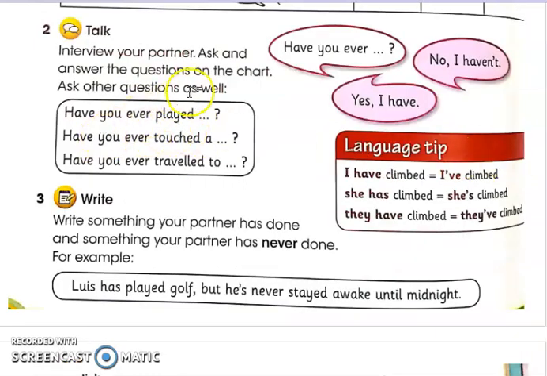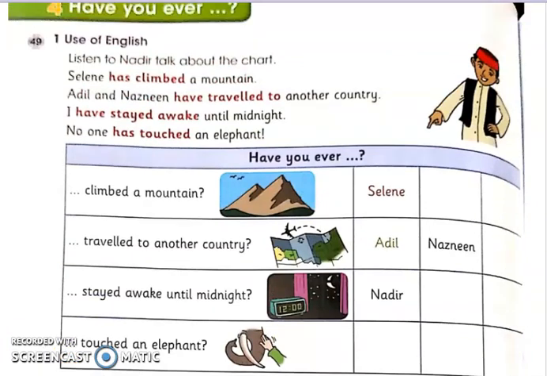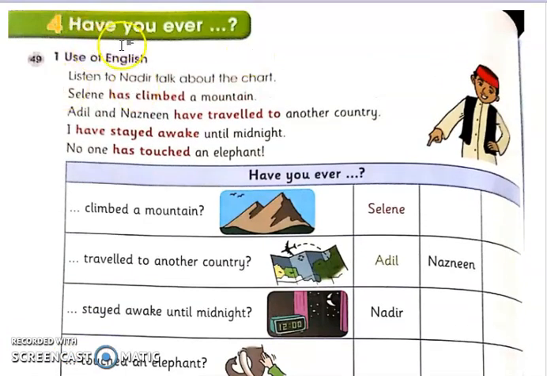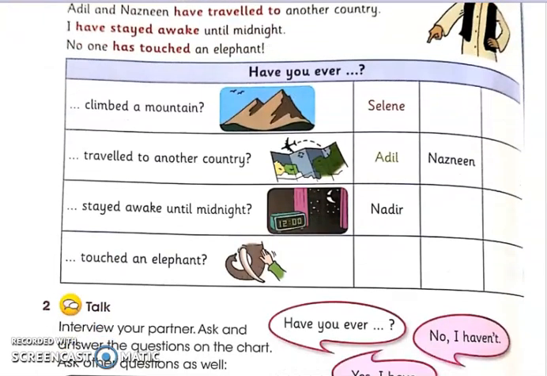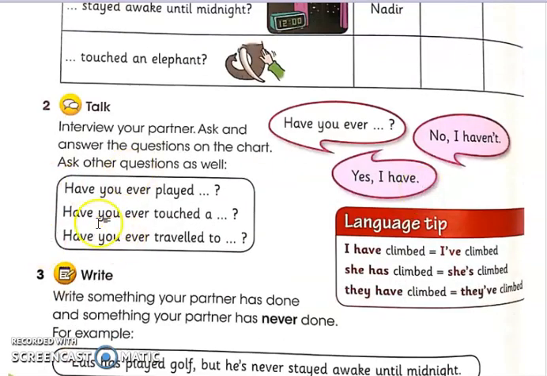Now in the next activity you are going to interview your partner, ask and answer the questions on the chart, and ask other questions as well. You are going to use this phrase, have you ever, then the past participle and then any other object. First you will ask these four questions in the chart, and then you can ask any other question like these questions in this box.